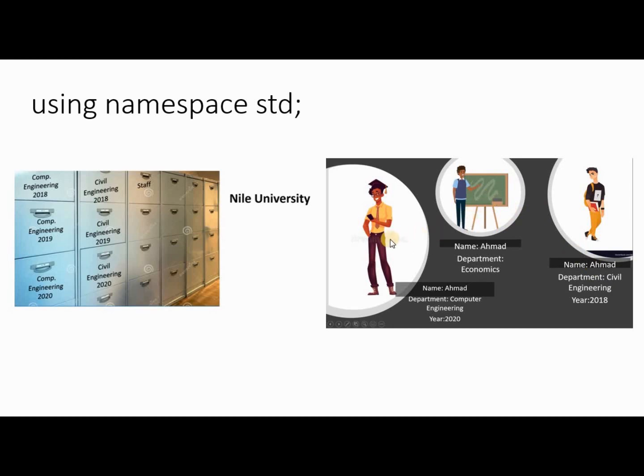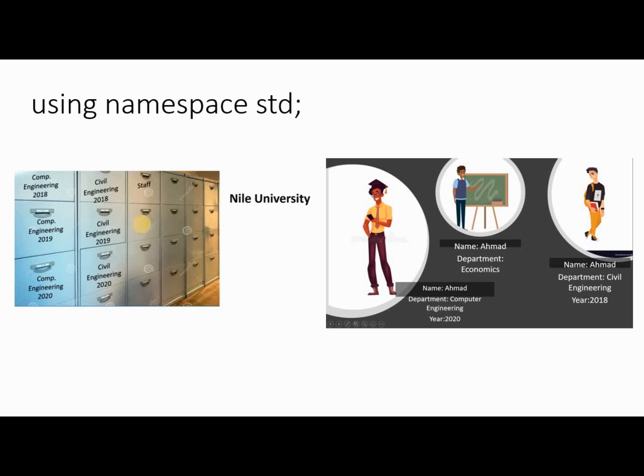So if I want to find and use the documents of Ahmed who's studying computer science in 2020, I go to the drawer with the label Computer Engineering 2020. So the purpose of namespace is similar with the purpose of drawers of a filing cabinet. There are lots of variables and functions and objects, and they must have names. And C++ uses namespaces to organize them. Just like we use drawers to organize our documents, C++ uses namespaces to organize the functions and the variables and the objects.